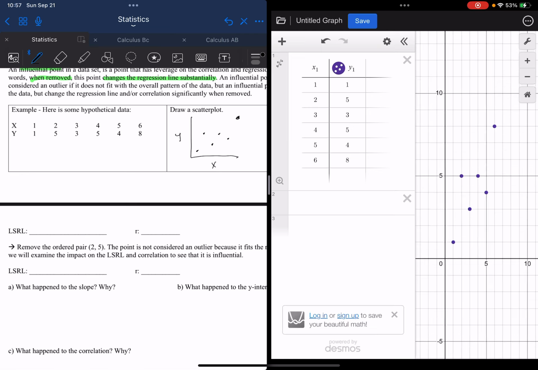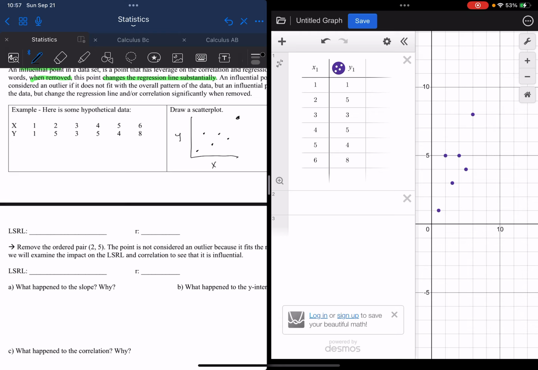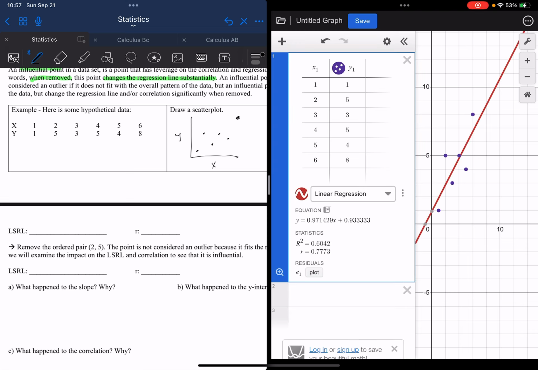So my graph should look similar to this, right? Because I just did a rough sketch. And then I'm going to click on this line with the dots, and that's going to open up my linear regression. So that means I have y hat is equal to 0.97x plus 0.93. I'm just going to round to 2 decimal places. And my r value is 0.777.